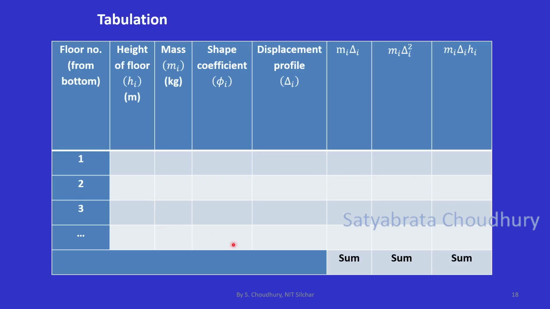So for all the floors you can do it. You can write the formula in the Excel sheet and do it very easily and find out the summation of these three columns. These three column summation is required to find out the equivalent single degree of freedom system properties.